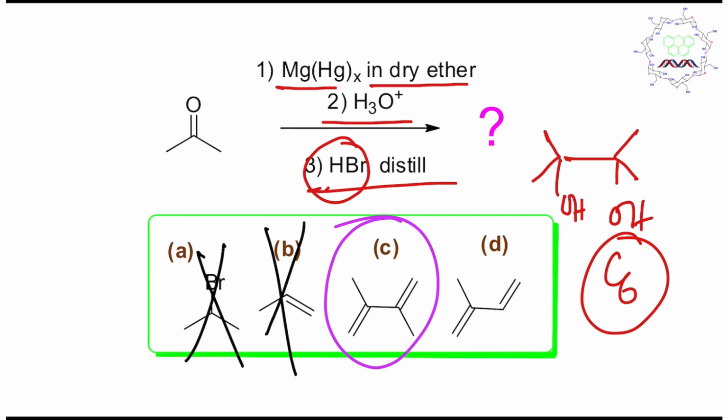In option D there are actually 5 carbons, and that needs carbon elimination, C-C bond breaking under HBr distillation, student, which is not possible, an illogical choice. So what option is left? Obviously option C, and this is actually the right answer.